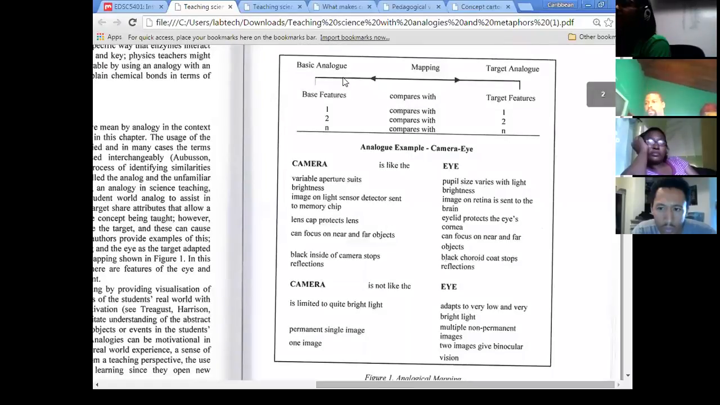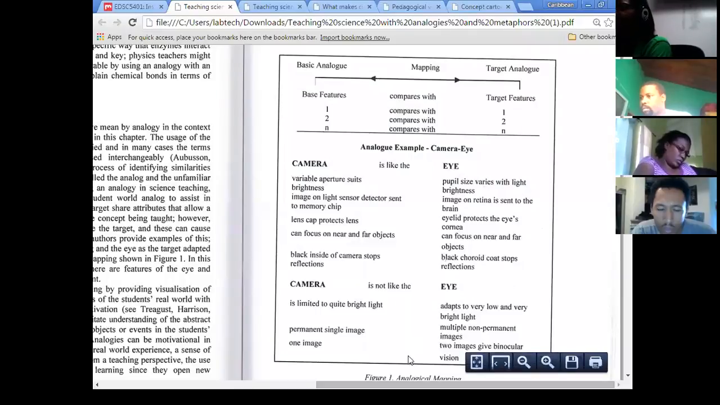All right, so here it says basic analog, and we are comparing it with the target. So the camera is like the eye. They're making the comparisons, and they're saying in what ways it's like. But what I liked about it, which I've never really done, was to say the ways in which it's not alike. So the camera is like the eye in terms of all of those things, but the camera is not like the eye in terms of limited to bright light, permanent.